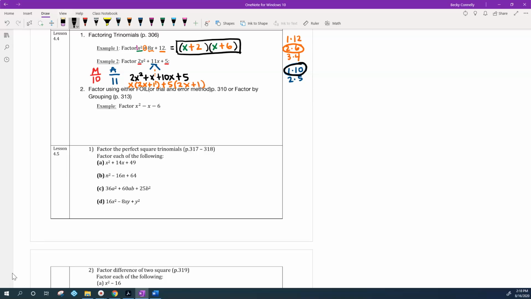So now I'm going to factor out my 2x plus 1 from both of them, so that goes in one parenthesis, and in the other parenthesis is my leftovers, which is my x plus 5.